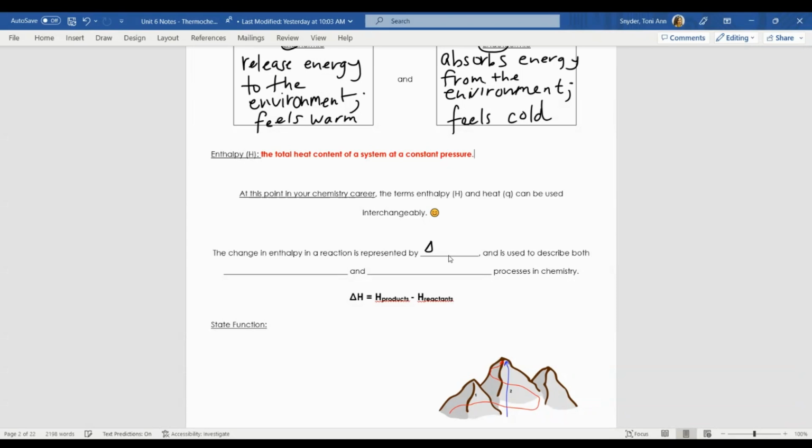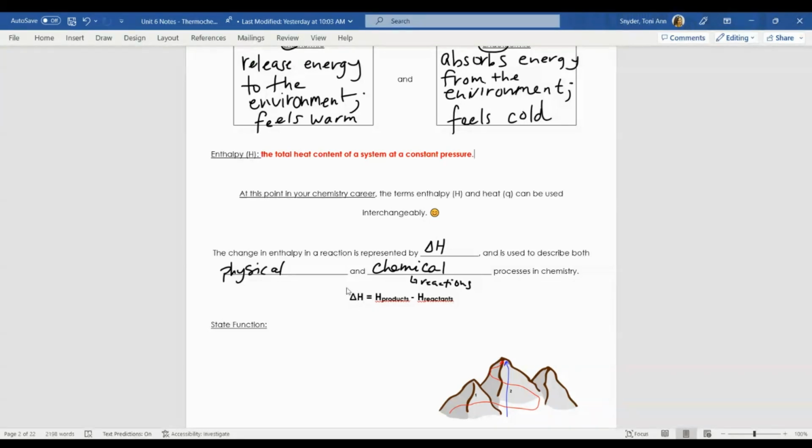So like change in temperature, we use the triangle, and that's delta. So the change in your enthalpy of a reaction is represented by delta H, and this is used to describe both physical and chemical processes in chemistry. So we could have reactions that are going to have a change in heat or enthalpy, but we can also have physical changes. Like we said, making a solution could result in a change in enthalpy as well.